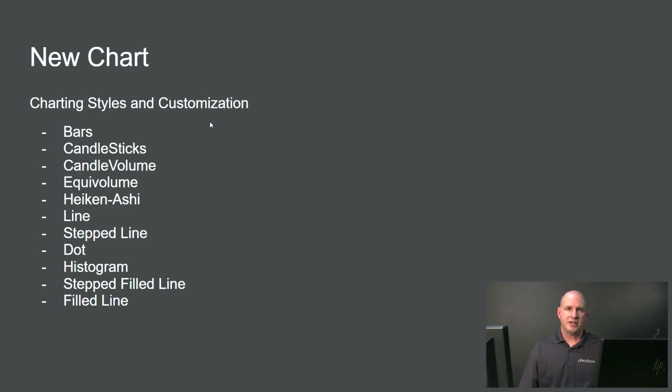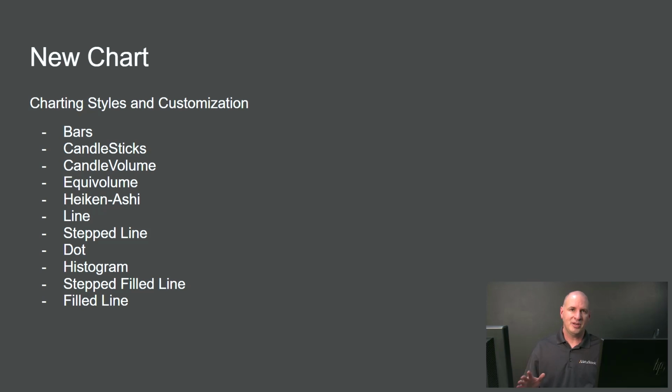Here are the charting styles that are included inside of MetaStock 18. We have bars, candlesticks, CandleVolumes, EquiVolume. This is a big one that we've had people really coming and asking us for, is the Heiken-Ashi charting style. This is brand new inside MetaStock 18. And then we have line, step line, dot, histogram, stepped filled line, and filled line.